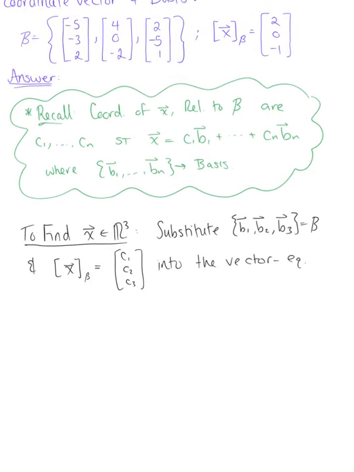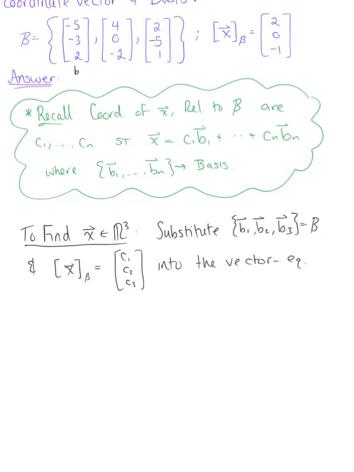So again, looking at what's given here, we have vector b sub 1, vector b sub 2, vector b sub 3, and then we have our scalars here, that's c sub 1, c sub 2, c sub 3. So we can plug this given information into the vector equation to find vector x is equal to c sub 1 times vector b sub 1 plus c sub 2 times vector b sub 2 plus c sub 3 times vector b sub 3. And so here we go.